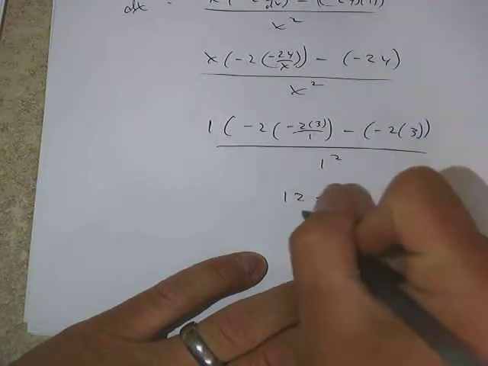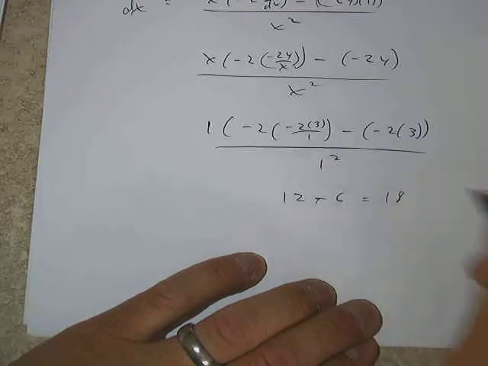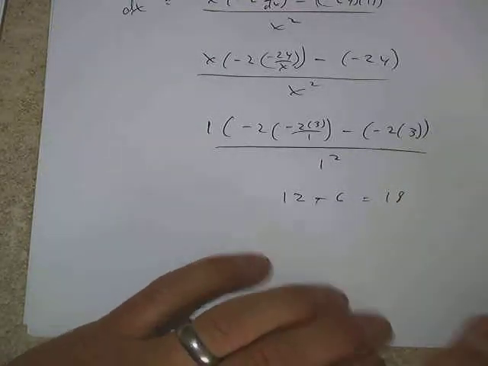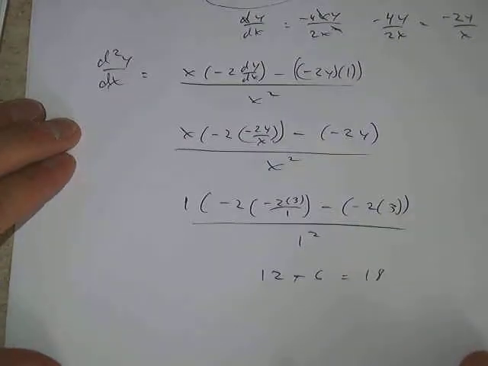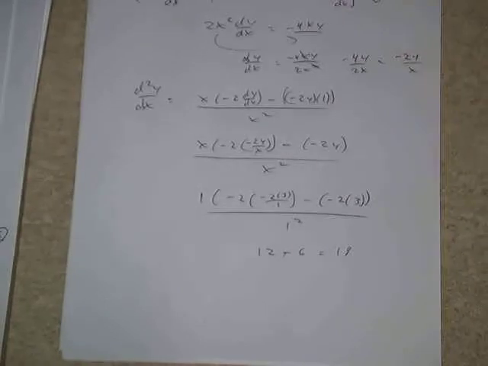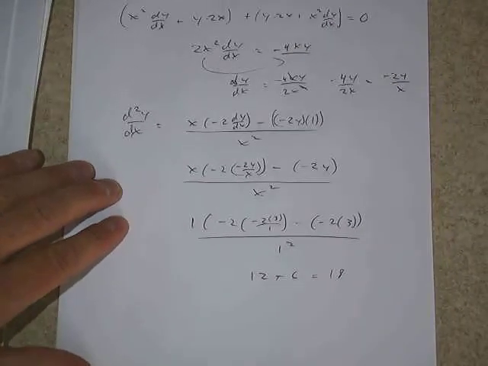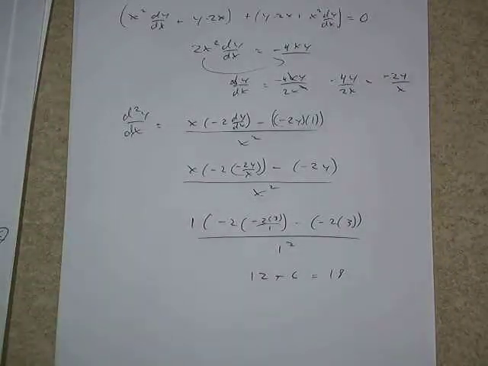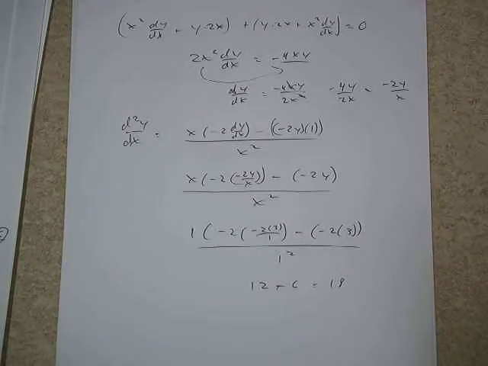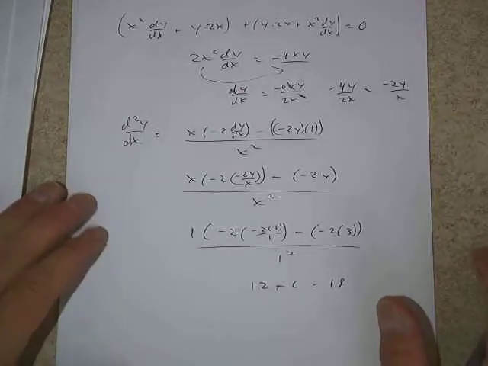So our point in question was (1, 3). So we got a 1 here, 3 here, 1 there, 3 here, 1 here. So if we do the calculation here, in this part we got negative 6 and negative 2, so we'd have 12. Plus 6 here, all over 1, so it'd be 18.